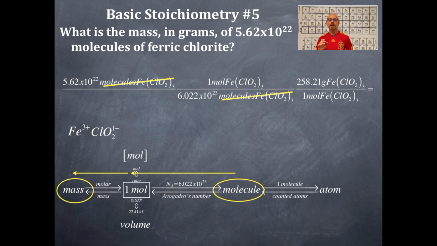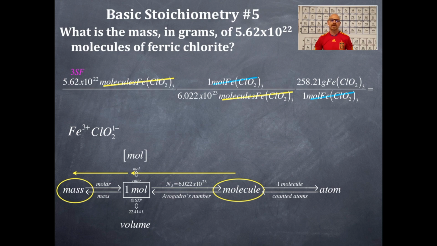You should have the molecules canceling out. Notice that Avogadro's number is in the denominator and it's associated with molecules, and the 1 is associated with moles. And the moles cancel out. You should have gotten the correct molar mass for ferric chloride, that's 258.21. It has 2 decimal places because the oxygen has 2 decimal places, as well as the iron, and the chlorine has 3. Okay, you're canceling out your units just like what you got right over here.